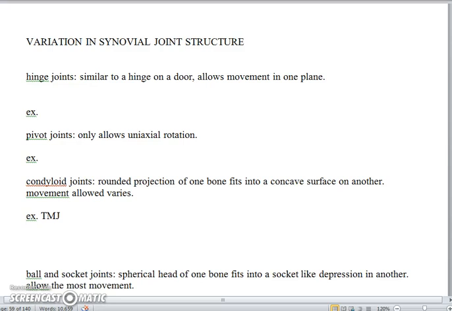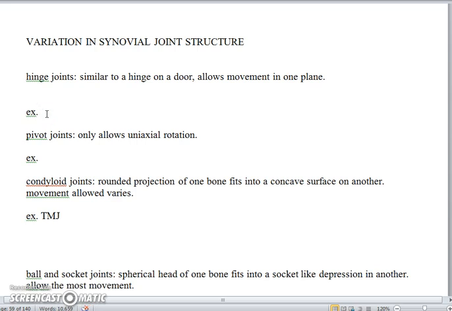Okay, so we're going to finish up with variation in synovial joint structure and a couple different types of arthritis. This part's pretty easy. Hinge joints move like a hinge door, in one plane. They swing in and out, but they don't move up and down, like a Star Trek door or something.